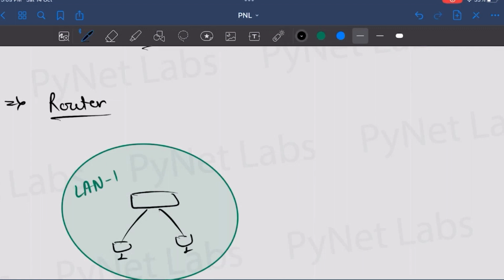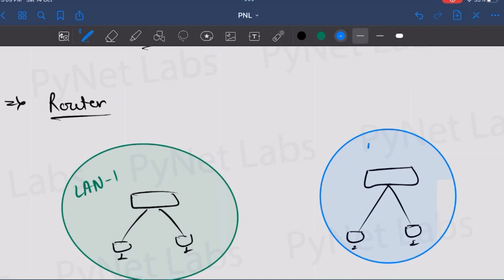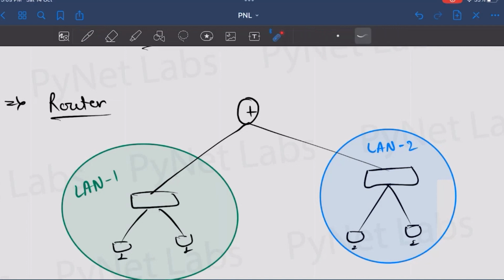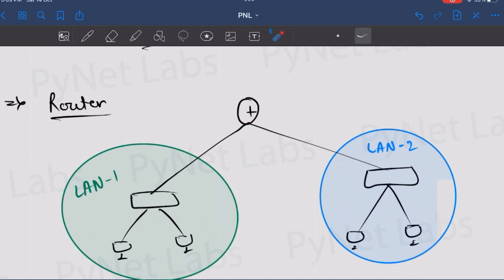Similarly, there is another setup where there is switch number two with some more devices connected together, where this becomes my LAN 2. So in order to make the LAN 1 communicate to LAN 2, we need a device called router. So we'll connect our switch with the router like this, and then I can expect a communication between these devices and these devices. So a router is a hardware device that gives you the ability to connect different networks together by forwarding traffic between them.